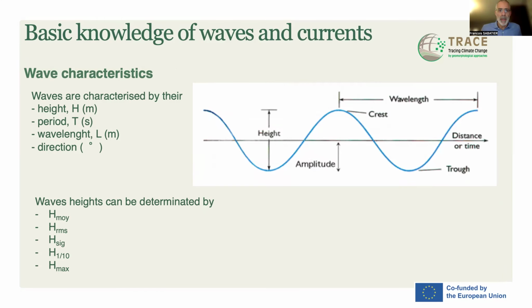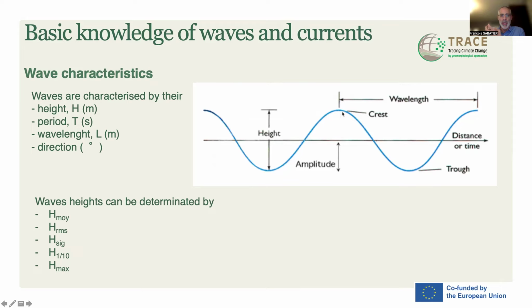So we should clearly define the wave characteristics, because a wave is a kind of undulation of the water surface, and we define the wave by the height in meters here. After, by the seconds, I mean the period. Sorry, this is the period, explained by the unit, seconds. The wavelength, the distance between two crests, and the direction.